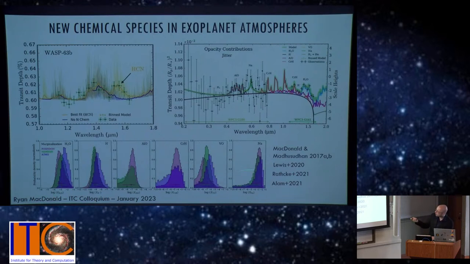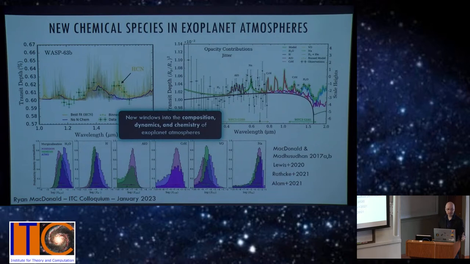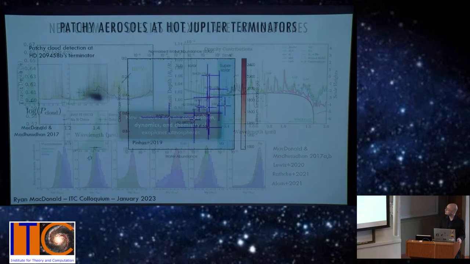You can see from these probability distributions that for some species like water, multiple retrieval codes are in agreement. Like, we know there's water vapor in hot Jupiters, and potentially there's H-. But for other chemical species, there's considerable disagreement and spread. But all these distributions will be shrinking with the quality of data we get with JWST. Ultimately, why we want to detect many more chemical species and measure their abundances is that these different species can probe the underlying atmospheric dynamics and processes like photochemistry in these atmospheres.